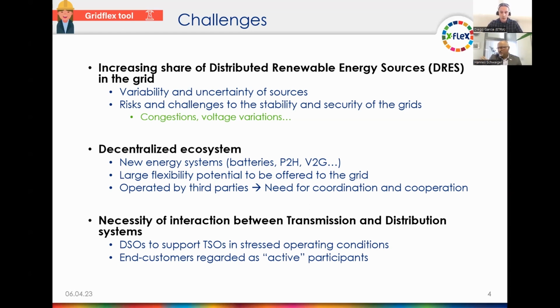And we also identify the necessity of interaction between the transmission and the distribution systems. So it's something that we have included as some use cases in our tool, specifically for DSOs to support the TSOs in stress operating conditions, and including, as we previously mentioned, the end customers as active participants in the everyday operation of the grid.